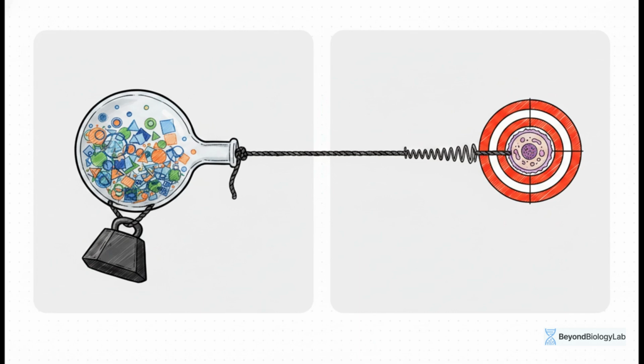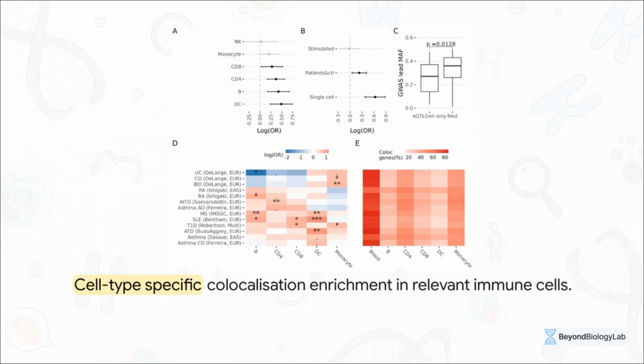These are your sorted or single-cell studies. They give us beautiful, precise biological context, telling us exactly what a gene is doing in a very specific type of immune cell. But because these studies are incredibly complex and expensive, their sample sizes are, well, they're tiny, often under 1,000 people. So they simply lack the statistical power to detect those rarer signals. So why does that high precision matter so much?